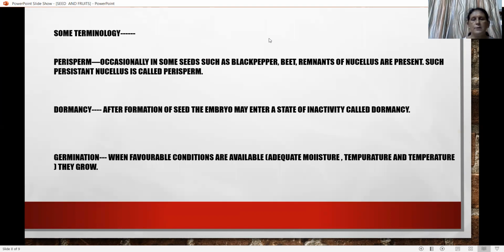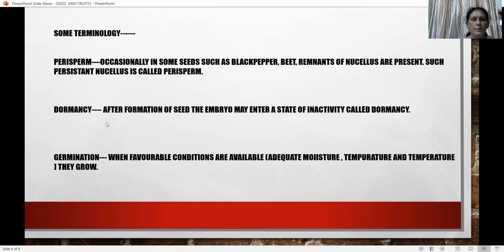Other terminology is also used in this chapter. One is perisperm, another is dormancy, and another is germination. Perisperm: sometimes in some seeds, some remnant of the nucellus is present. For example, in black pepper and beet, it is called perisperm. So we can say that the persistent nucellus found in seeds of black pepper and beet is called perisperm.